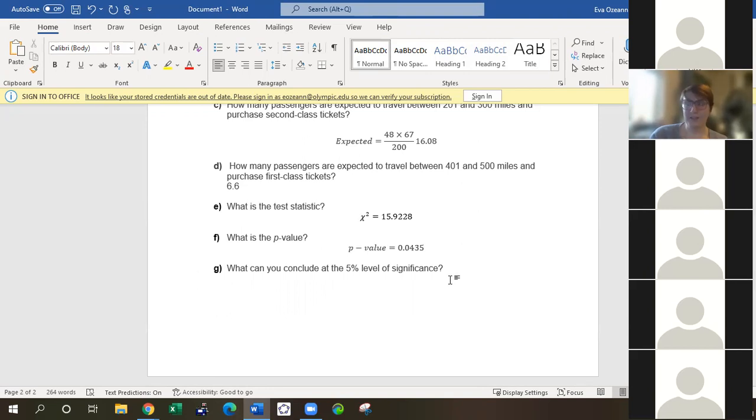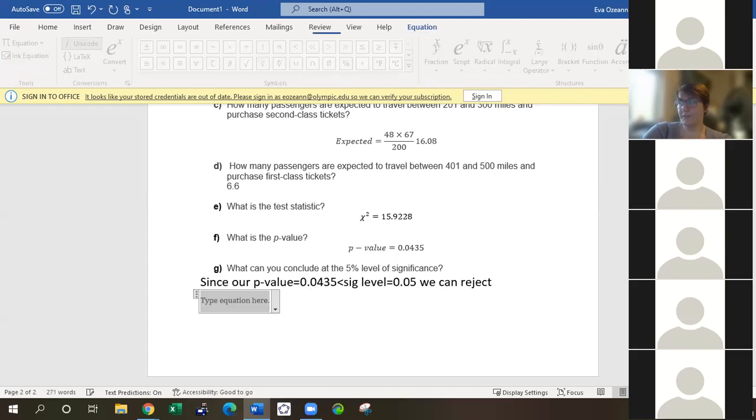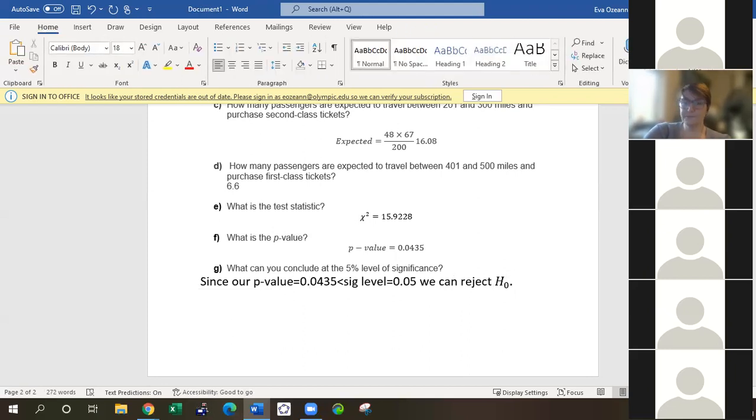Now, the last question is, what can we conclude at a 5% significance level? Just like in unit 6 and unit 7, if p is low, we get to reject our H naught. Since our p-value, which is 0.0435, is less than our significance level, which is 0.05, we can reject our null hypothesis. In other words, we found evidence there is a relationship between ticket class and distance.